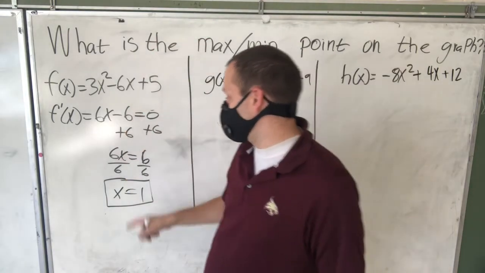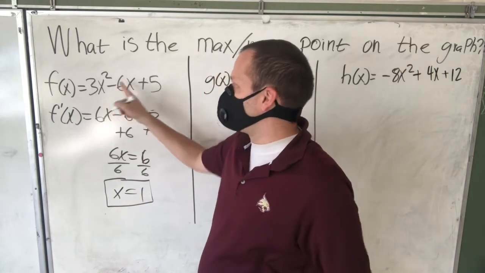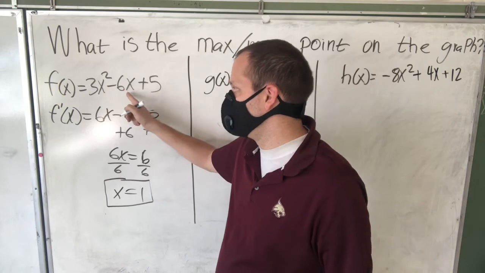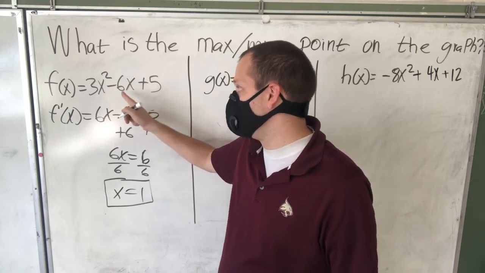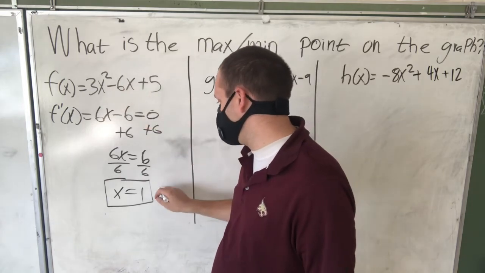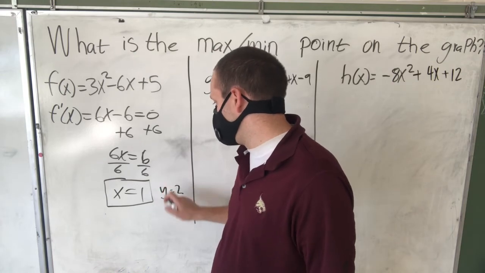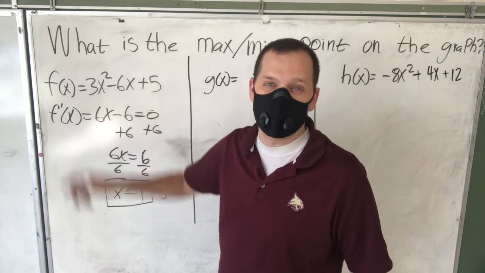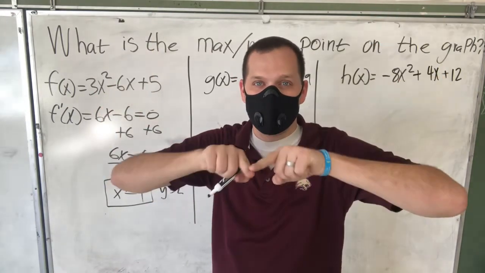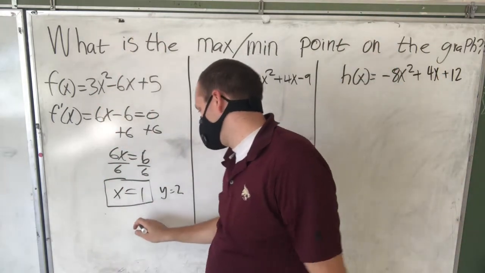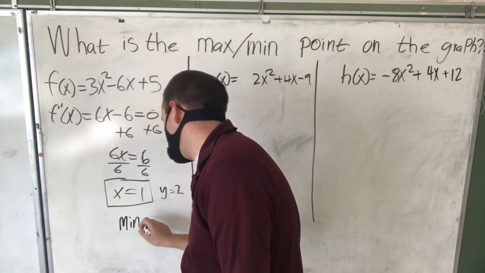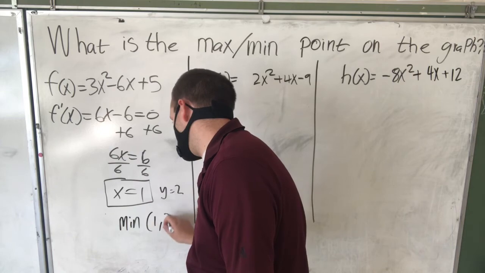So here we go, let's give it a try. I take 3 times 1 squared is 3. 3 minus 6 is negative 3. Negative 3 plus 5 is 2, so y is 2. So the highest or lowest point, in this case lowest, if you notice the 3 is positive, so it's going to open up. It's going to be an opening up parabola. The min value, relative min, is going to be (1, 2).